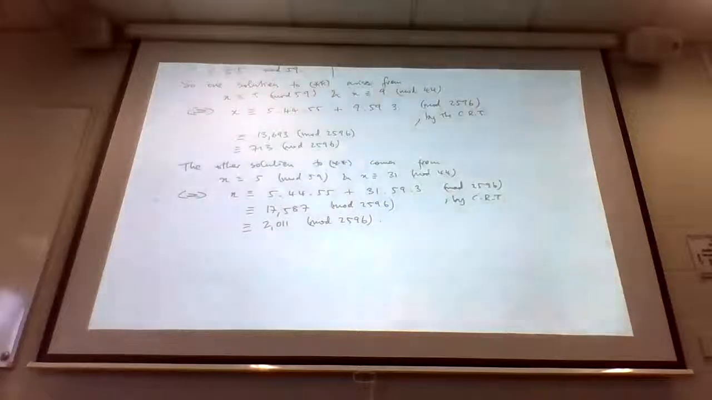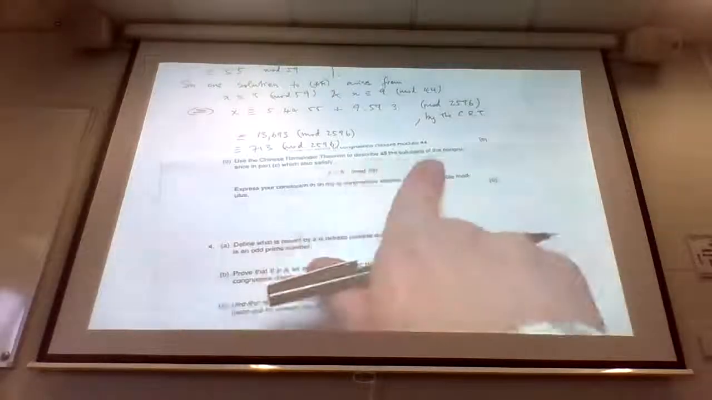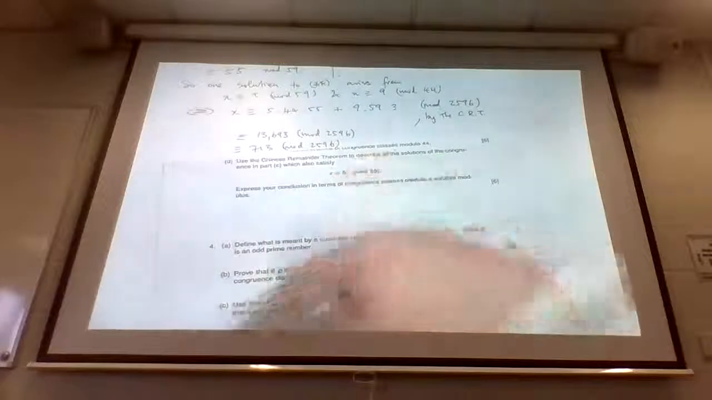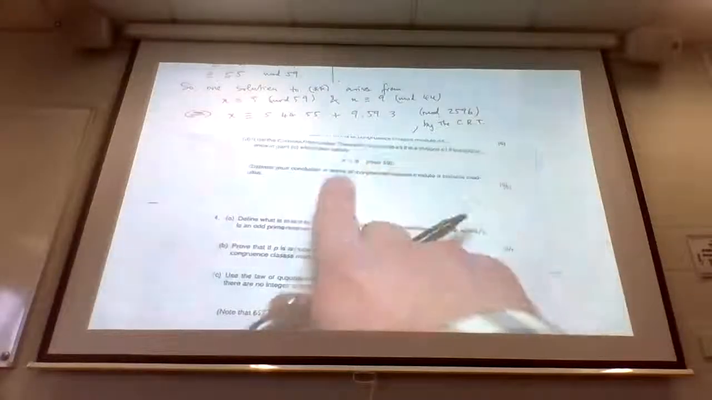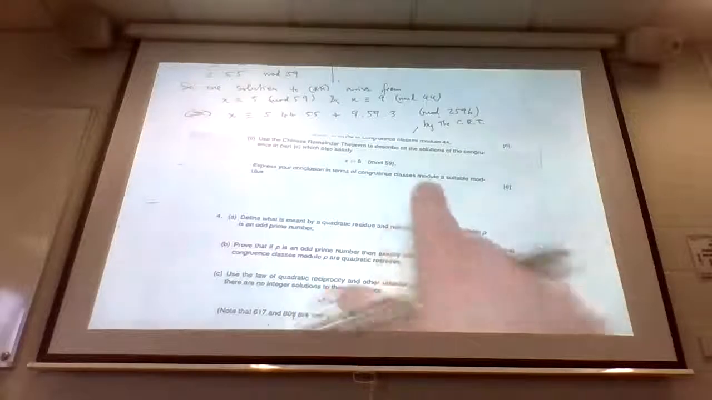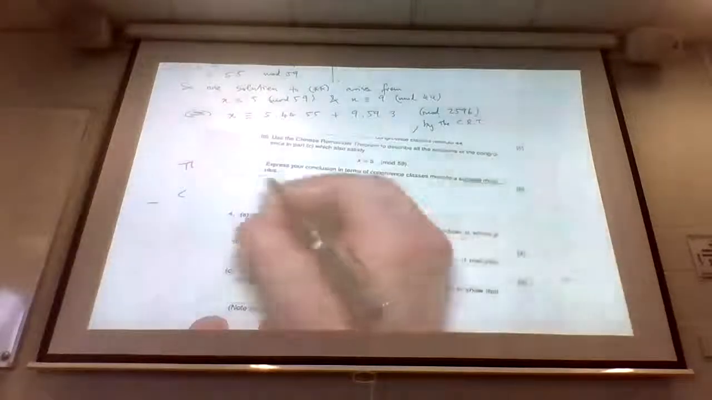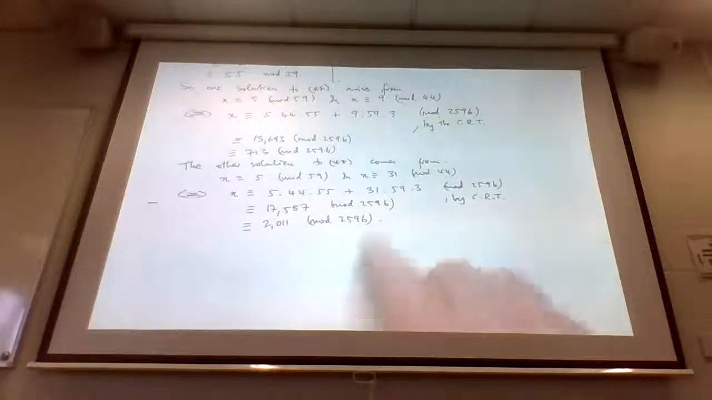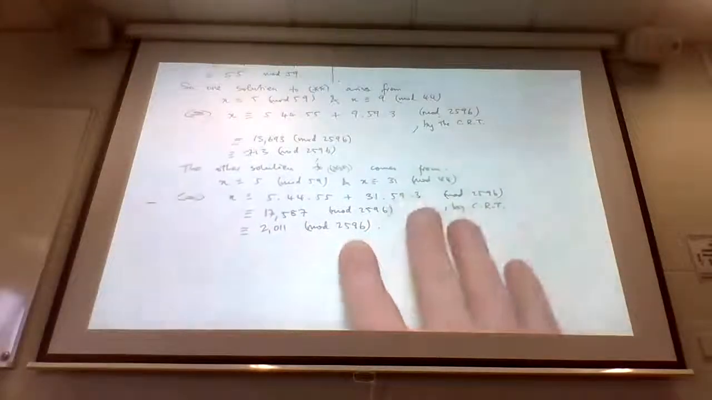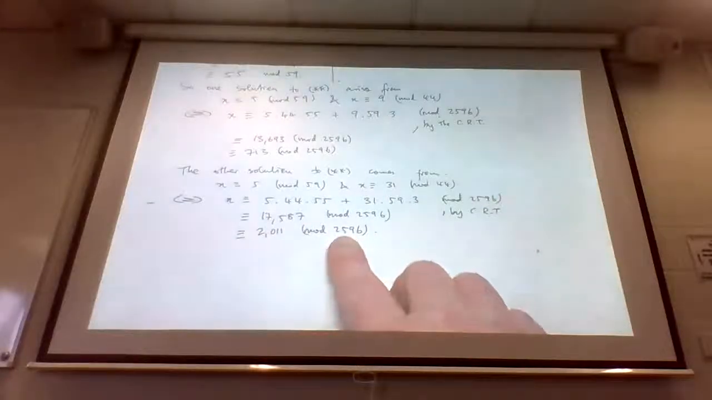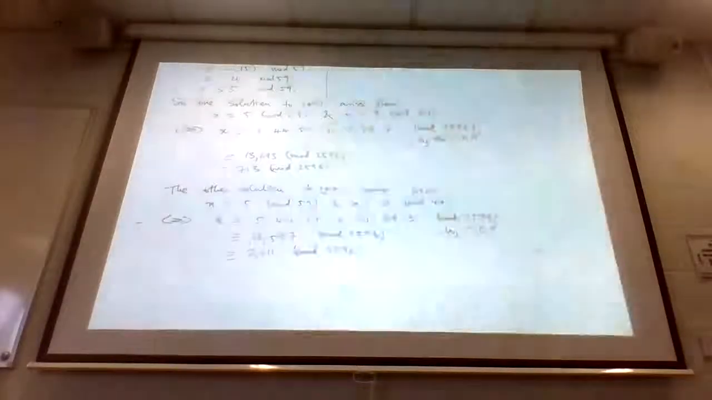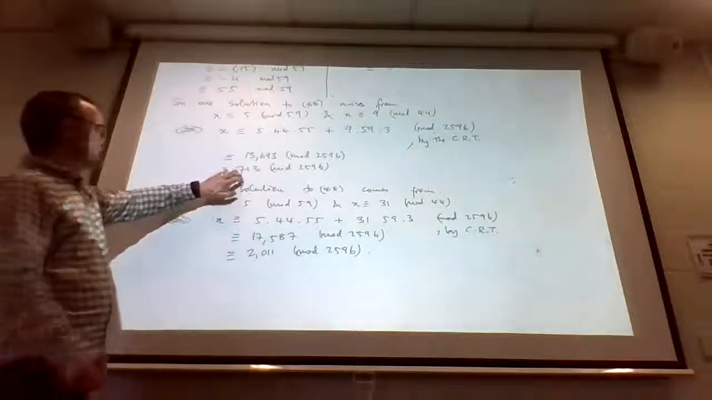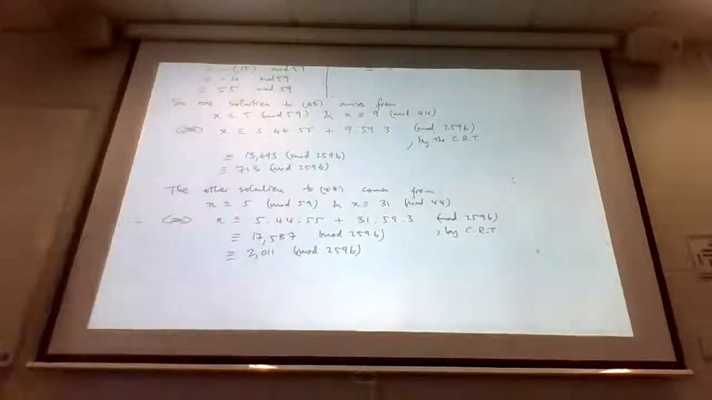So you can see how we've done the question: use the Chinese remainder theorem to find all the solutions of the congruence in part C, the 18x congruent to 13 mod 44, which also satisfy this. Express your conclusions in terms of congruence classes modulo a suitable modulus. Well, that's referring to the modulus where these solutions live, which is modulo 2596. So the final answer is these two solutions.